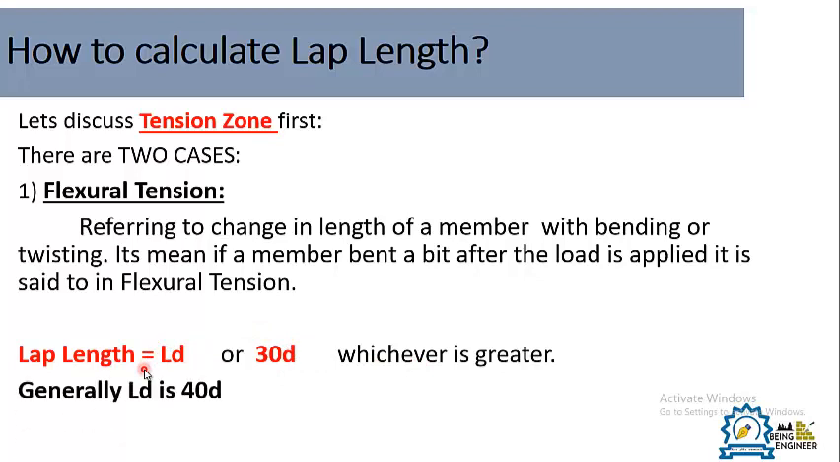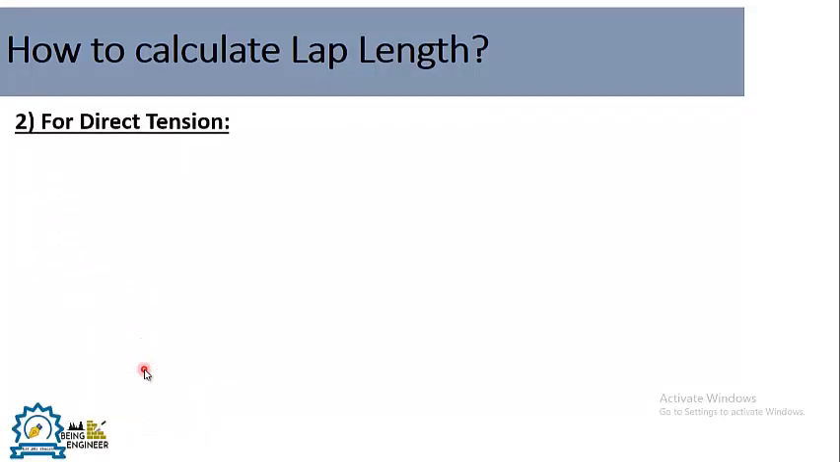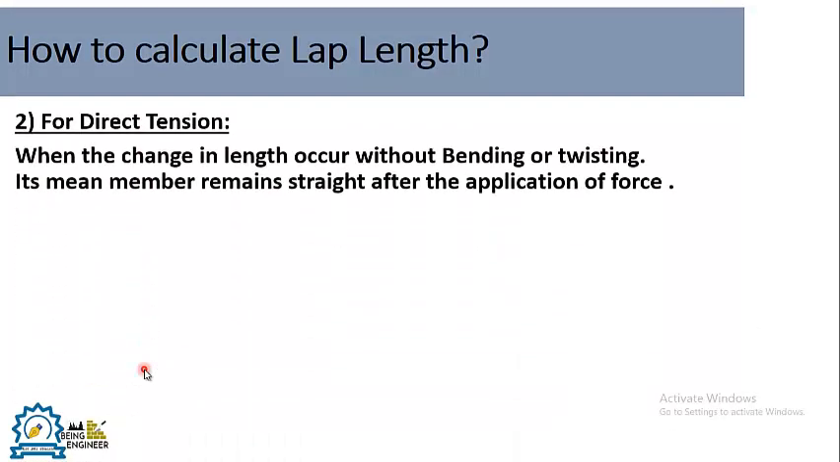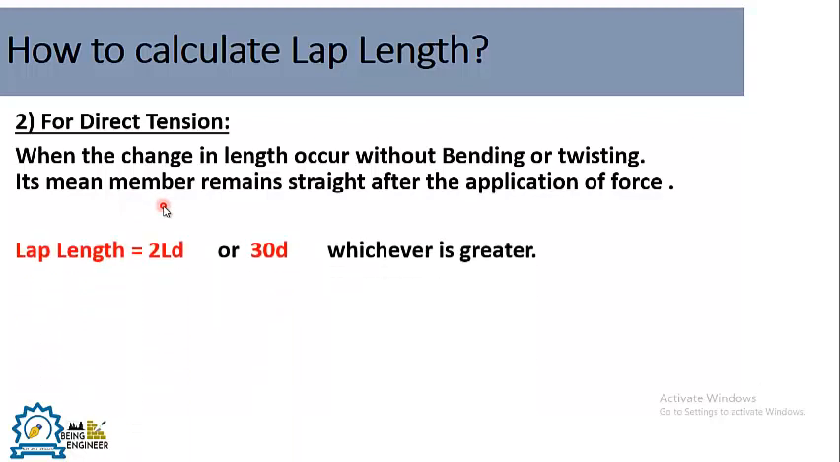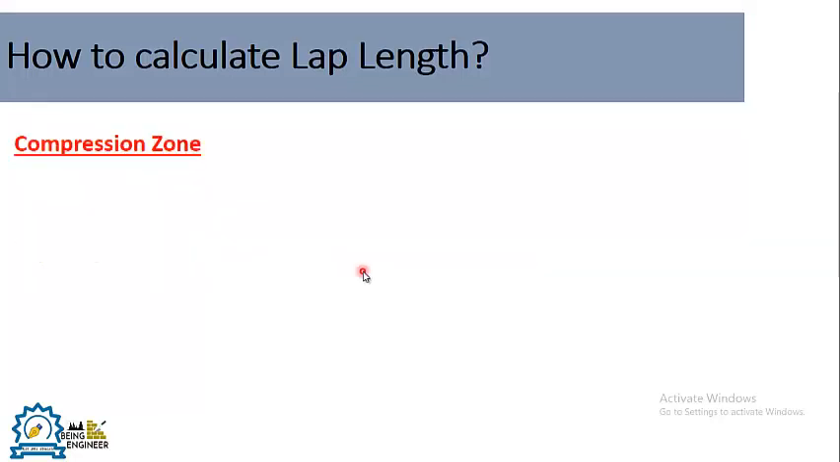Generally, Ld is taken as 40 times D. What is D? D is the diameter of the bar that we are using in the structural member. The second one is direct tension. What is direct tension? It is when the change in length occurs without bending or twisting. It means the member remains straight after the application of force. So the lap length for direct tension is 2 times the development length Ld, where D is the diameter of the bar, or 30D, whichever is greater.